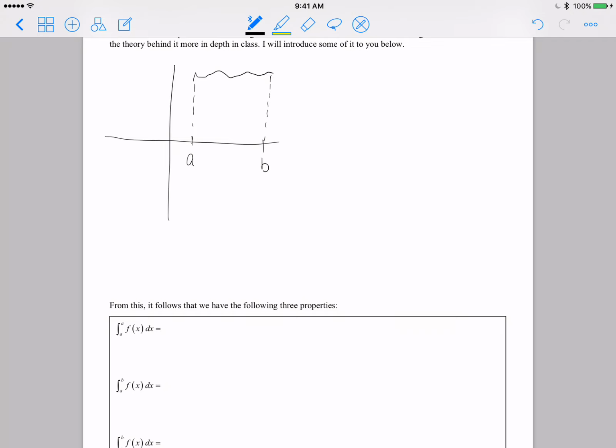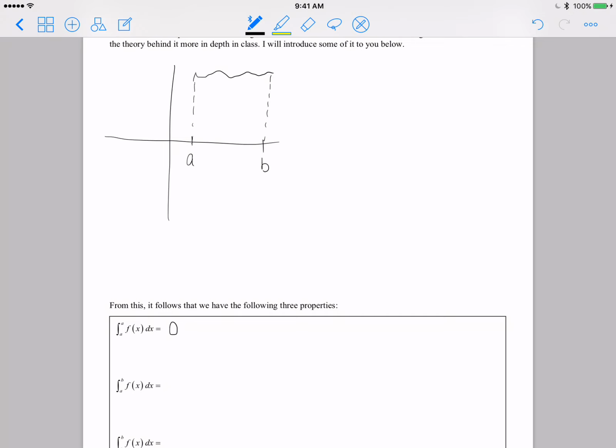If I just try to find the area from a to a, I haven't really gone anywhere on the x-axis, and so I haven't accumulated any area if I just travel on the x-axis from point a to point a. Because of that, anytime we have an integral that has the same lower bound and upper bound, the answer is automatically going to be 0. So that's the first thing you should know: anytime the bounds are the same, we just say that the integral is equal to 0.